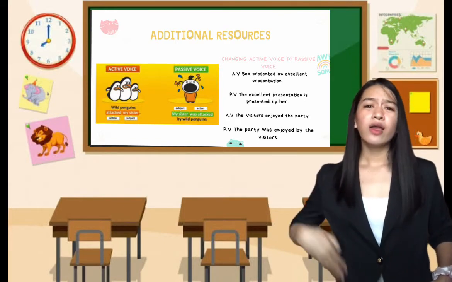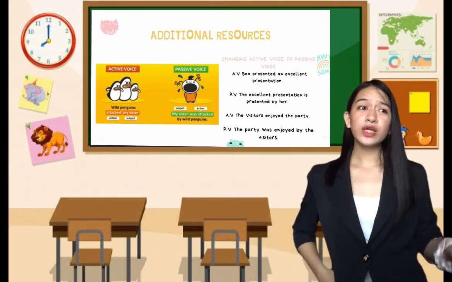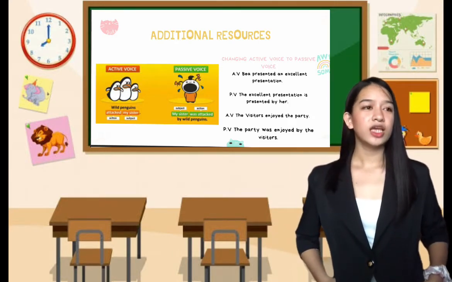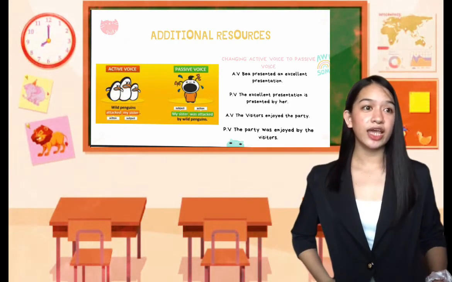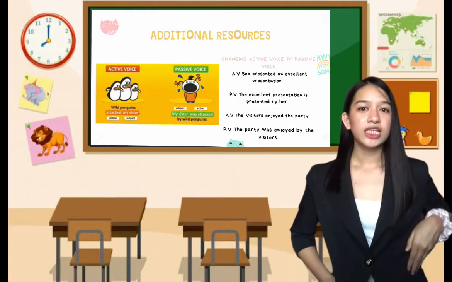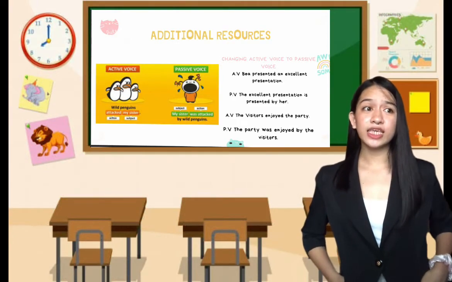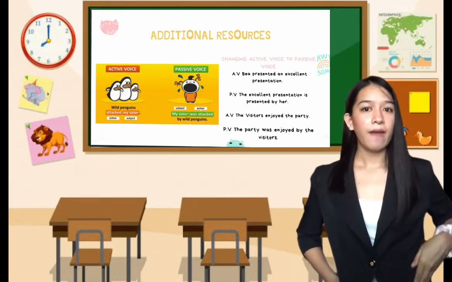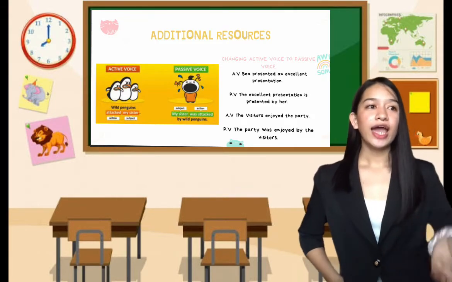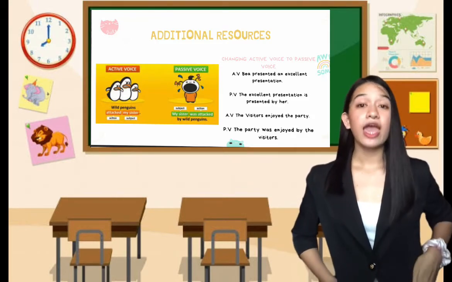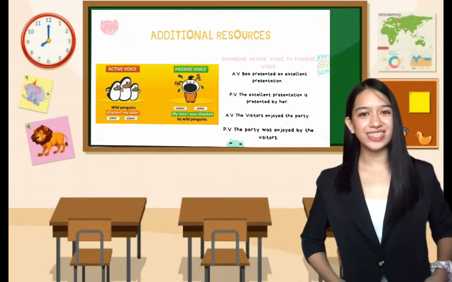So now, how are we going to transfer it to a passive voice? So now, here, the excellent presentation is presented by her. In this example, as we can see, the name of Bia is not there because we exchanged it to her. So her is the doer of an action, which is she presented an excellent presentation.